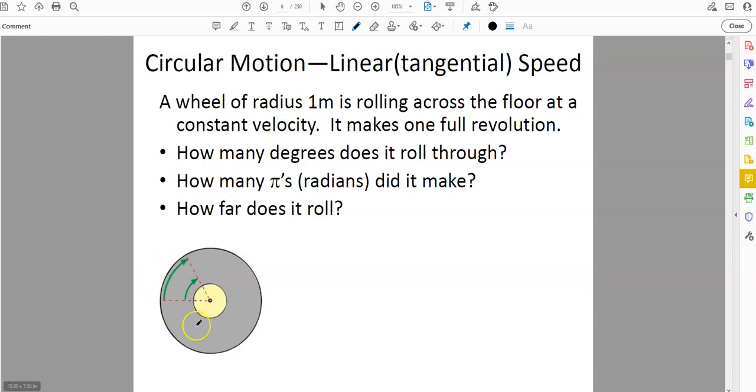You have the wheel right here, and it's going to be rolling, it looks like, clockwise. So how far is it going to roll? Pause the video and think about this and try to come up with numbers for the degrees, the radians, and how far it would actually roll in the x direction. Please pause now.